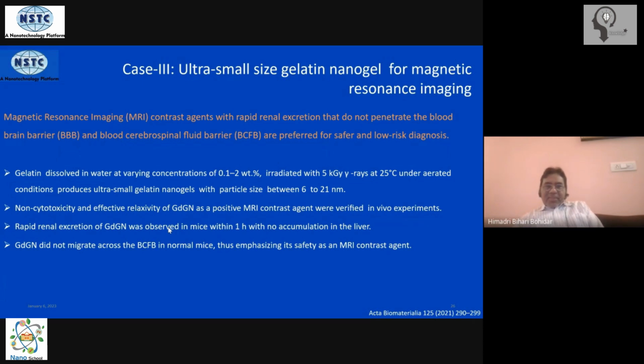Then this will be tested for the MRI experiment for contrast enhancement, and we will see that it doesn't create any toxicity to the subject, and that the material is excreted from the site within a definite amount of time, and there is no accumulation in the liver or anywhere else.